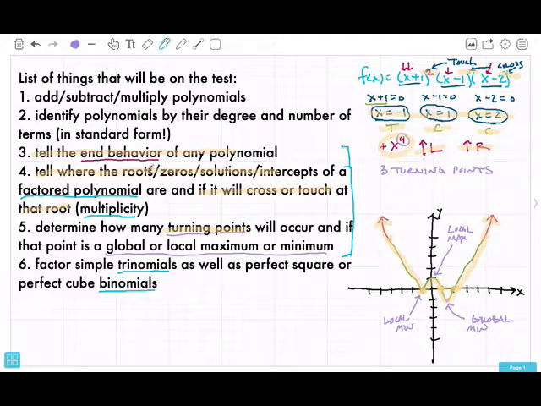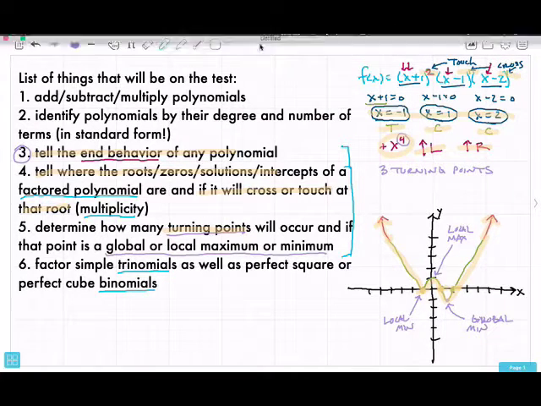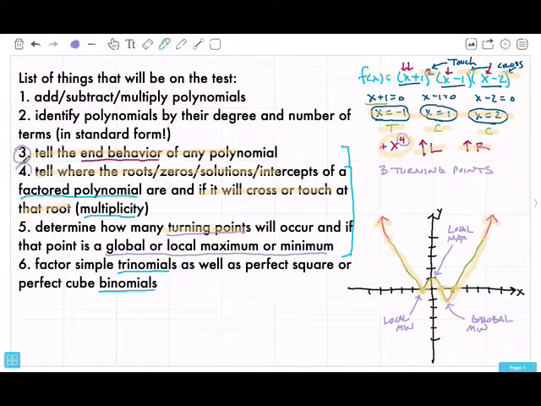On our list again. Okay, so we tell the end behavior. Chuck that away. Okay? Tell where the roots and zeros or solutions are from a factored polynomial, if it crosses or touches at the roots based on the multiplicity. And 5, determine the turning points, whether they're global or local max or mins. Okay?